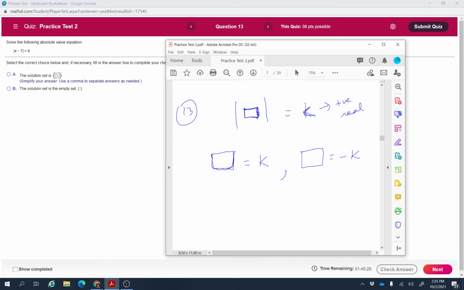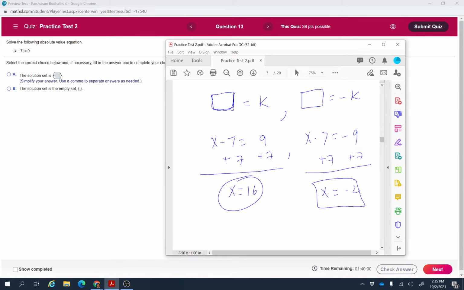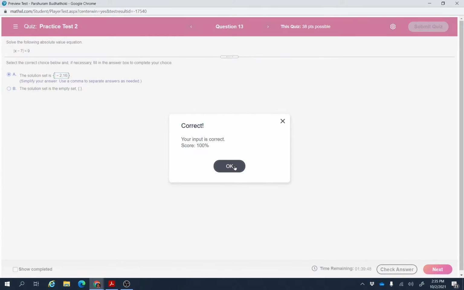In this problem, inside this box we have x minus 7 and the value of k is 9. So according to this property, we have to say x minus 7 is equal to positive 9 or x minus 7 is equal to negative 9. And we need to solve both of these equations. If we solve the first one, just add 7 and x equals positive 16. Here do the same thing, add 7 and x equals negative 2. So these are the two possible solutions for this problem, -2 comma positive 16. Use a comma to separate the answer. Okay, that's right.